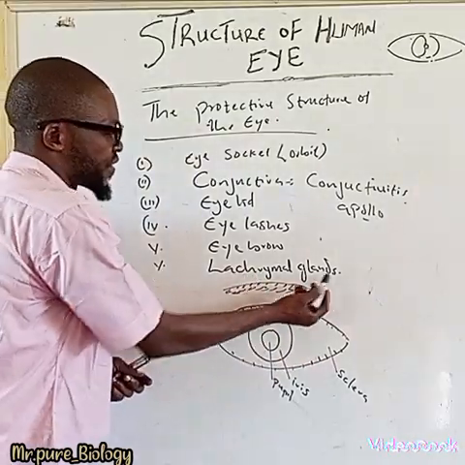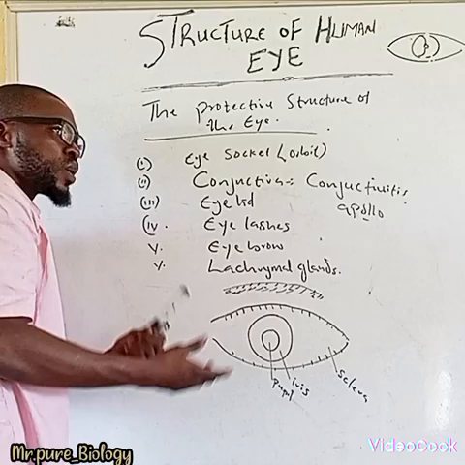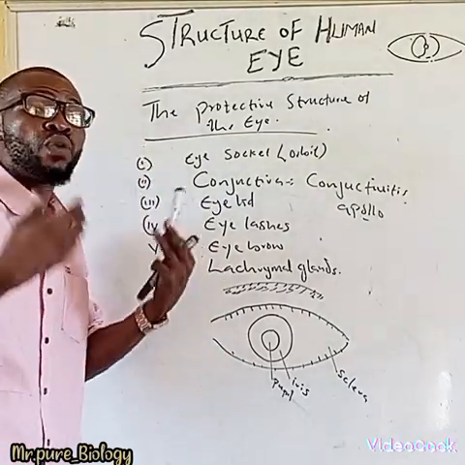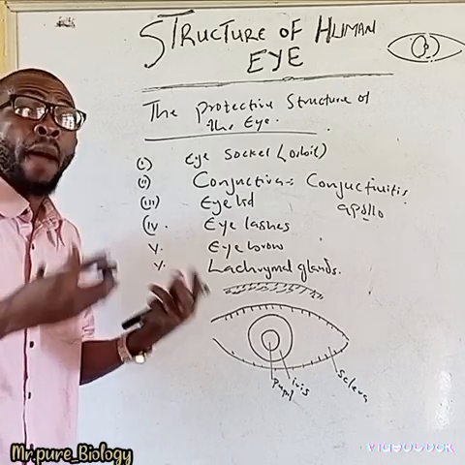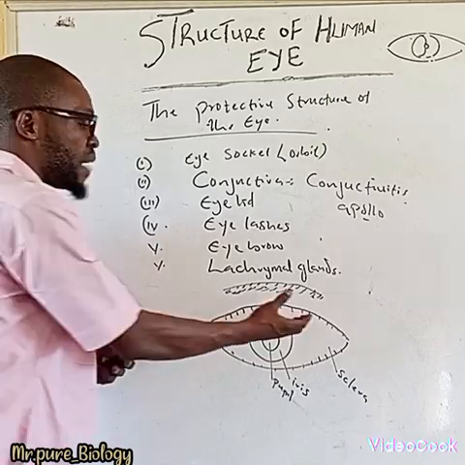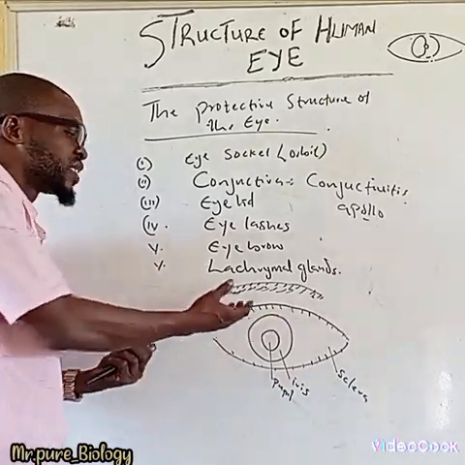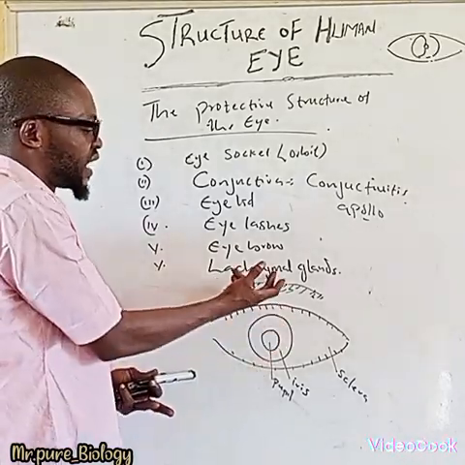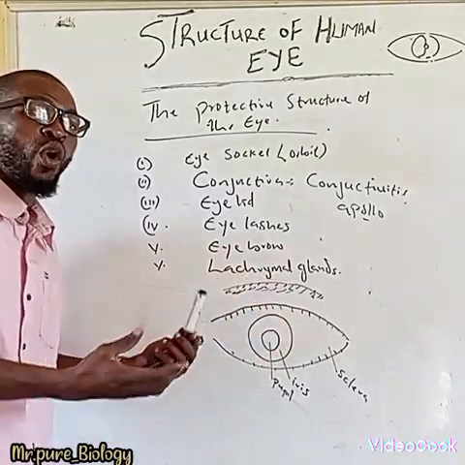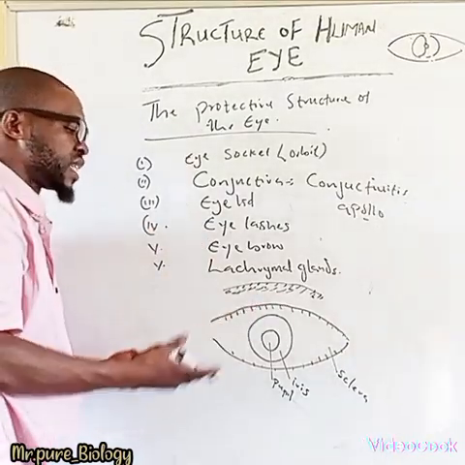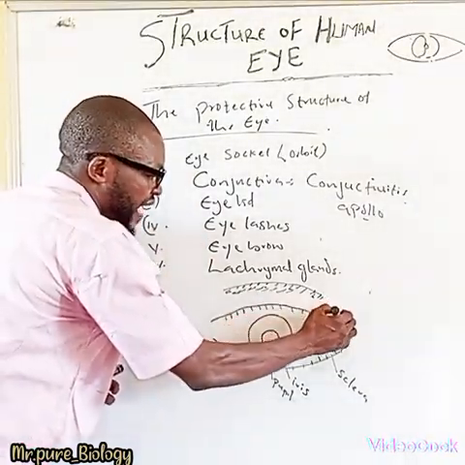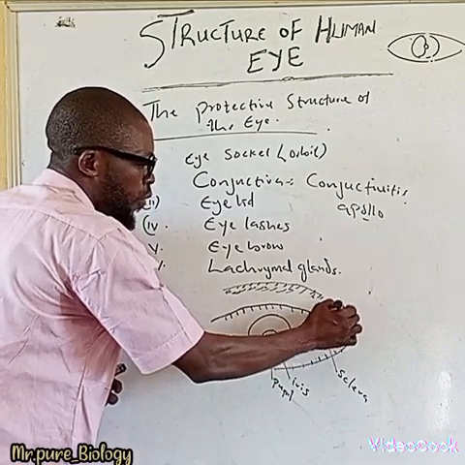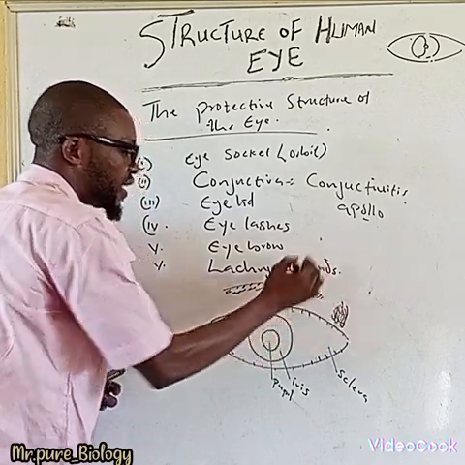The last one is the lacrimal glands. We all know that our eyes produce tears. The water, particularly when we are crying, when we are so happy, when we are so excited, can be coming out from our eyeball. So what is the source of these tears? The source of the tears is what we call the lacrimal glands, the tear gland. And where is it situated in our eye? The lacrimal gland is situated here on top, at the corner of the eyeball.